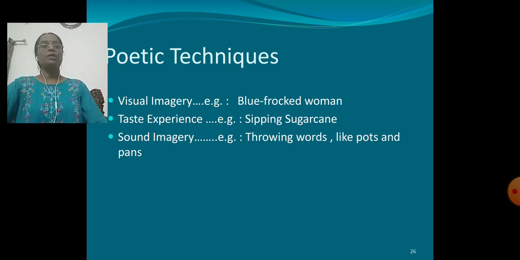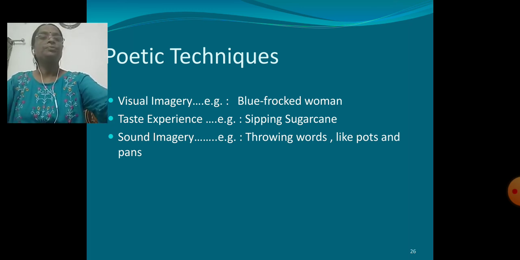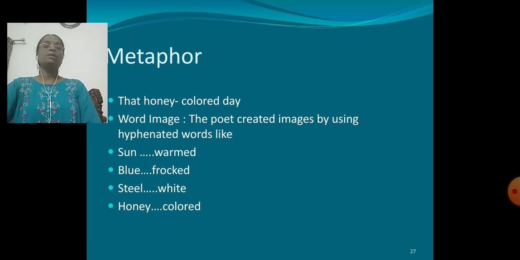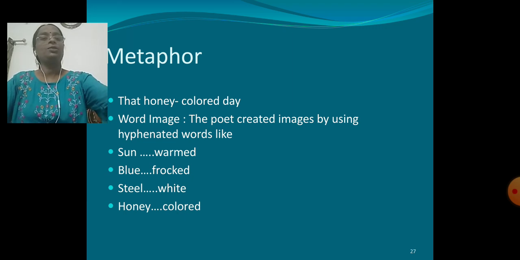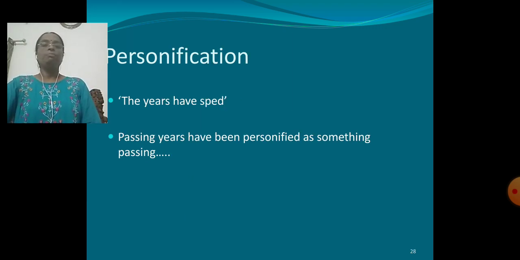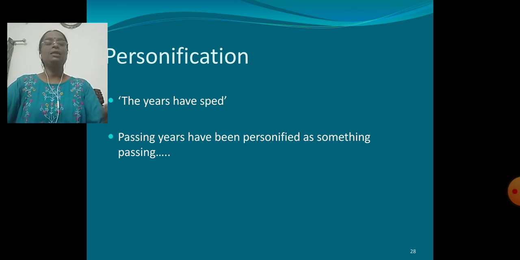You can also find sound imagery in this poem when you see throwing words like pots and pans to drain. Moreover, I have also mentioned certain metaphors which are used by the poetess to make this poem more beautiful, and these are that honey-colored day. Word image: the poet created images by using hyphenated words like sun-warmed, blue-frocked, still white, honey-colored. The poet has also used personification to make this poem very sweet and beautiful, and that you can see here. The years have sped. So passing years have been personified as something passing.